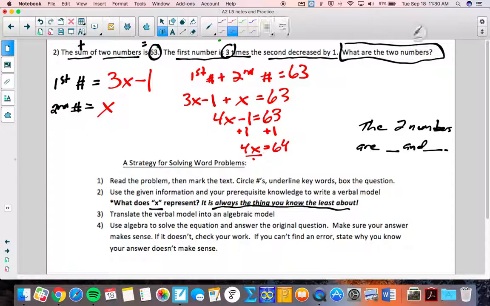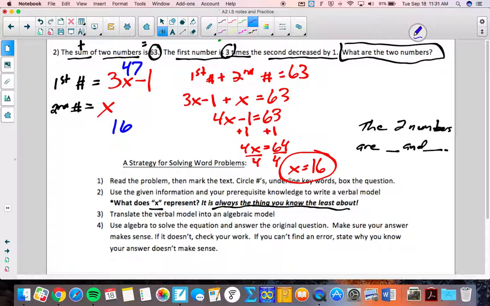So to get x by itself, we divide by 4 here. So I get x equals 15, 16, I think. Yes. So the second number is 16. That means this number is 48. 3 times 16 is 48 minus 1 is 47.